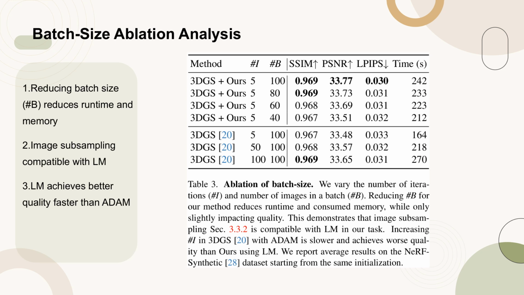In contrast, increasing the number of iterations, #I, for 3DGS optimized with Adam results in slower performance and lower quality compared to our LM-based approach. The results are averaged over the NeRF synthetic dataset, starting from the same initialization. This highlights the efficiency of our optimizer, which, by solving the normal equations in Eq. 2, makes higher quality update steps per iteration compared to Adam, which only utilizes the gradient direction.